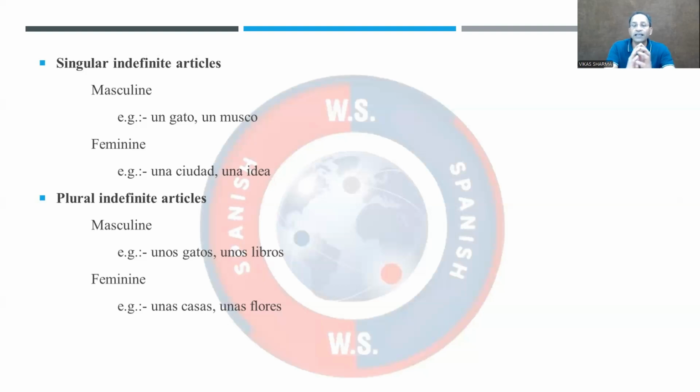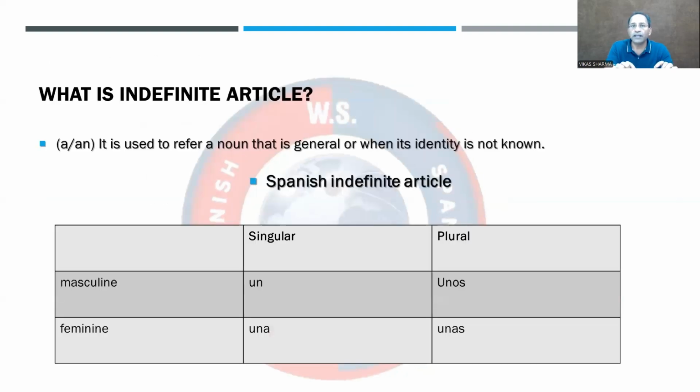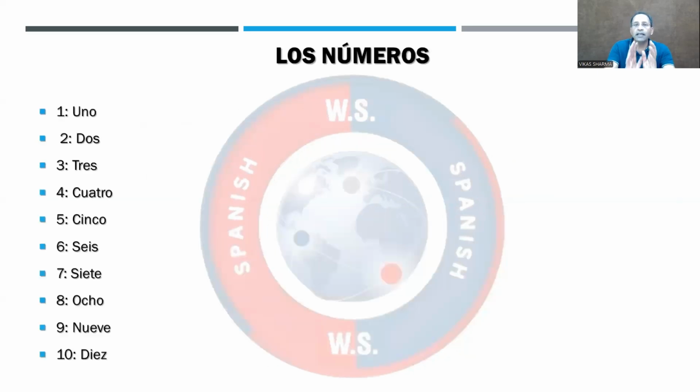So, Spanish indefinite articles are a pretty small topic to be covered. For now, you just need to remember these things. For the singular indefinite article in the Spanish language, for masculine singular, you have to use un. For feminine singular, you have to use una. For masculine plural, unos. For feminine plural, unas. This was regarding indefinite articles in Spanish.